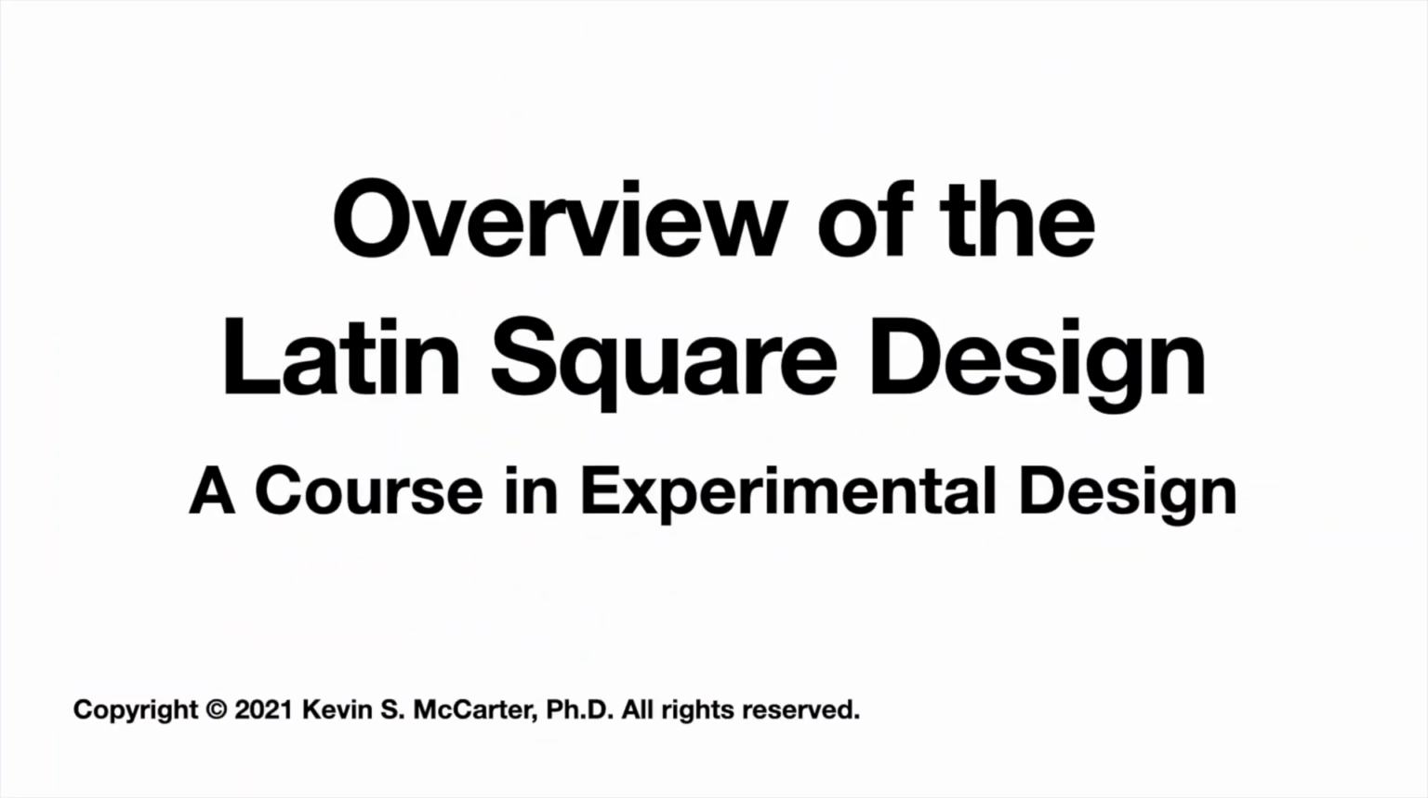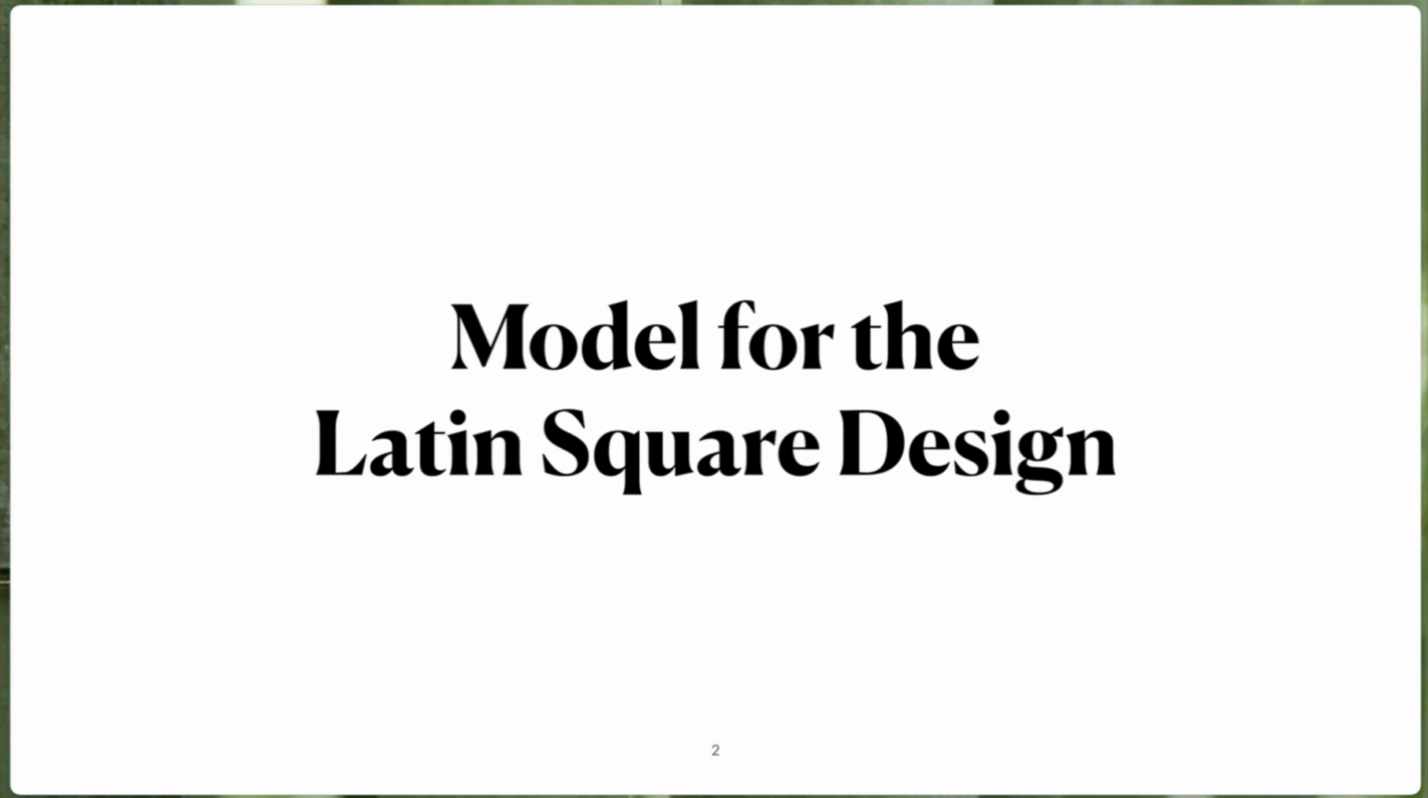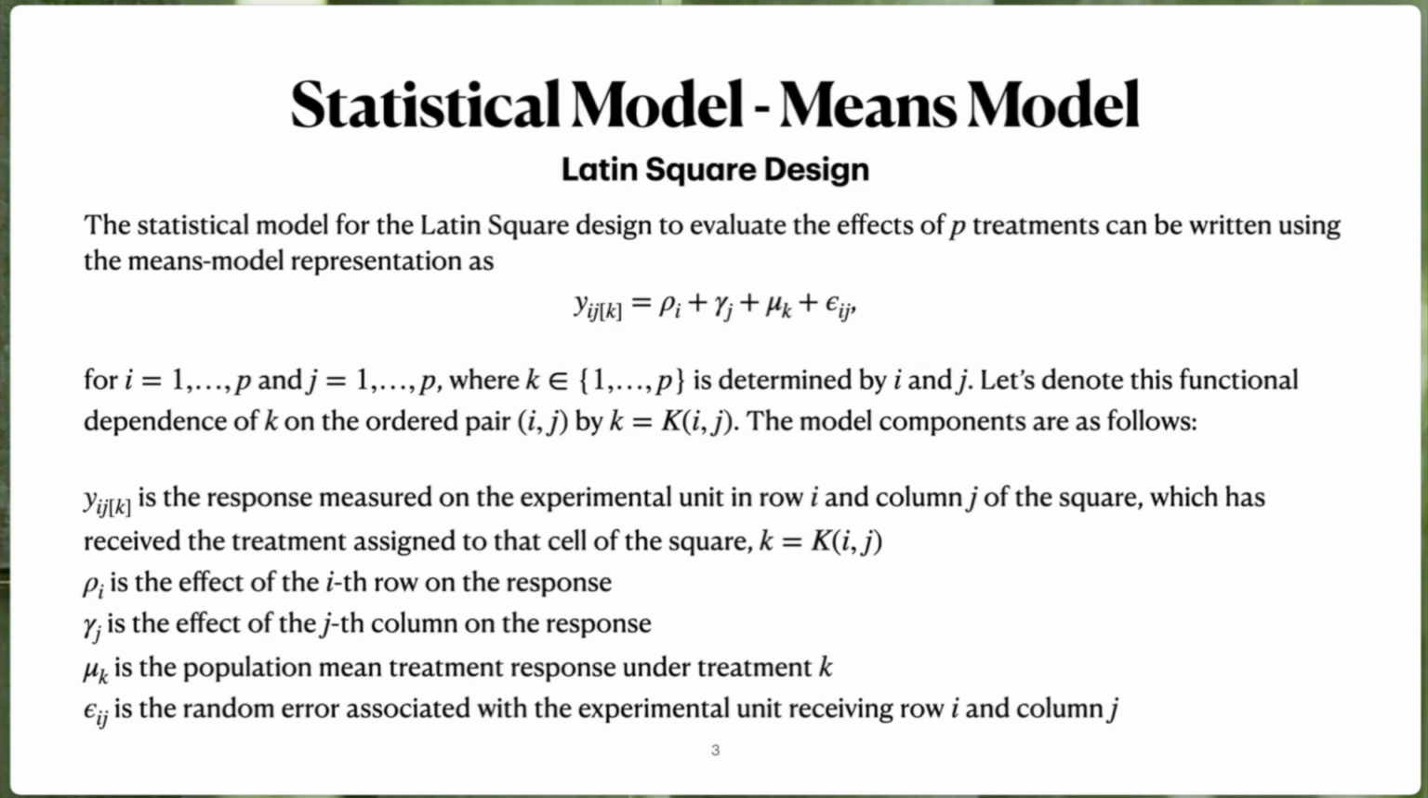In this lecture video, we move into the next module on the Latin square design. Now let's first look at the model for the Latin square design. We'll first look at the means model representation of the design. So the statistical model for the Latin square design, to evaluate the effects of a number of treatments, which we'll denote by P, can be written in the following way using the means model representation.